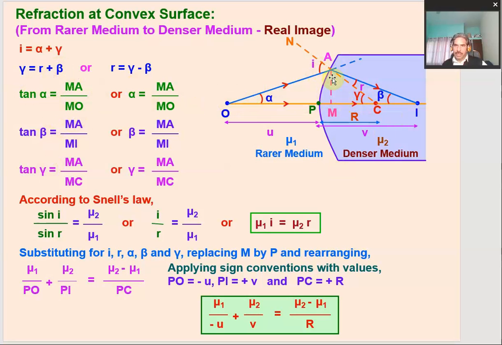Once again, because the aperture of this spherical refracting surface is taken as very small, these angles alpha, beta and gamma will be very small. Because of this, these angles can be replaced by their tangents. Just like alpha, it will be approximately equal to tan alpha.